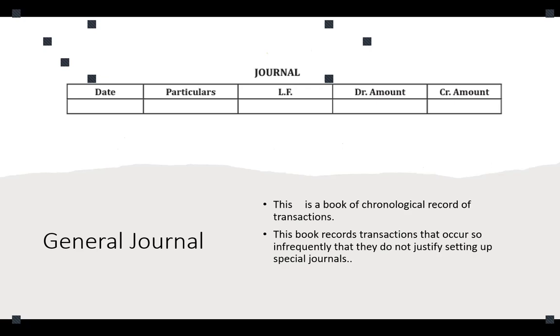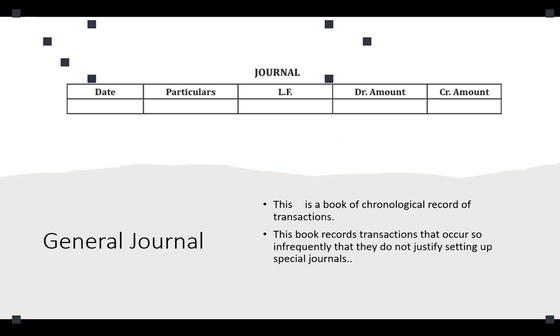General journal is the book of chronological record of transactions. As we saw in the specimen for making a journal entry, it is the same, but in this format we don't keep the voucher number. Usually, due to technological advancement, all the transactions are recorded on an ERP or technical platform, so in that case a voucher number is required, but in the initial phase this is the format of the journal entry.